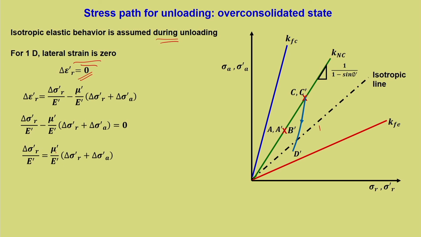We have again, you take delta sigma r dash to the other side, and hence delta sigma r dash is equal to 1 minus mu dash into delta sigma a dash. Sorry, delta sigma r dash is equal to mu dash into delta sigma a dash. So, this gives the relationship of delta sigma r dash upon delta sigma a dash, which is equal to mu dash upon 1 minus mu dash. So, this will move with respect to this particular ratio defined by the Poisson's ratio of the soil.